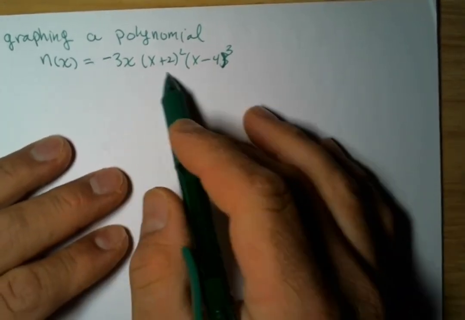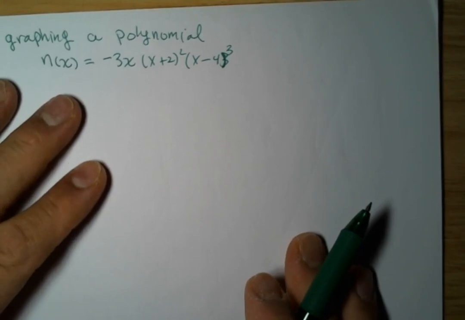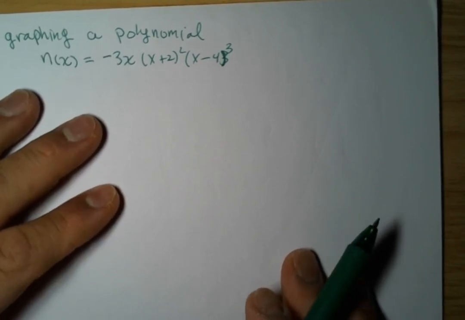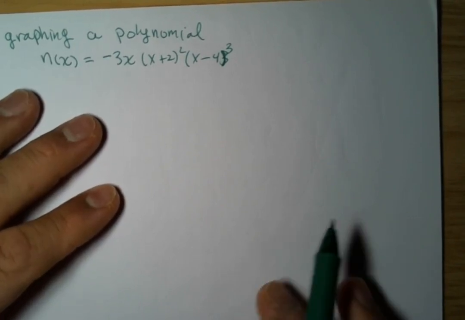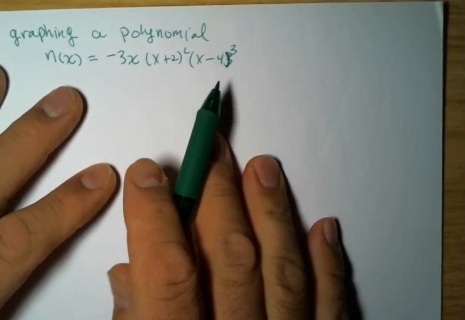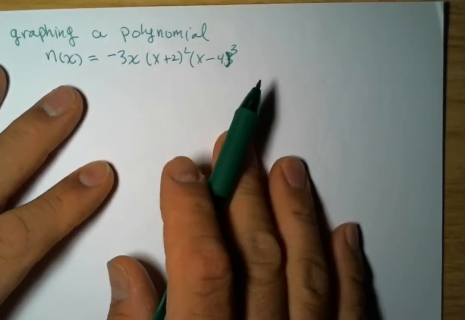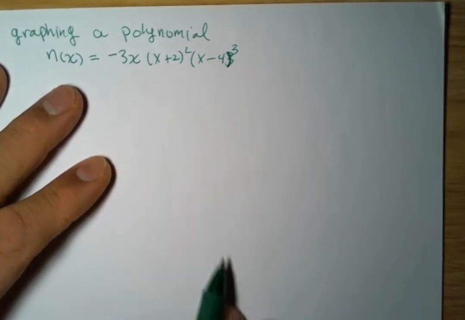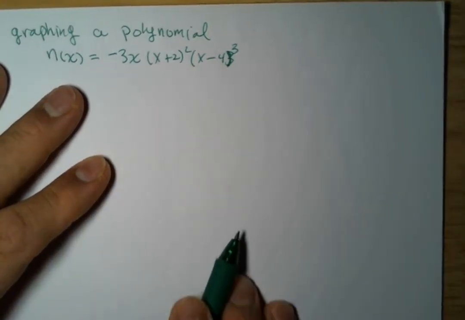Especially since it's already in this nice factored form. If it isn't in a nice factored form and it's not easily factorable, then yeah, go ahead and use a graphing utility. But for something like this, it'll probably take you more time to input this into Desmos or your graphing calculator than to actually do this by hand.